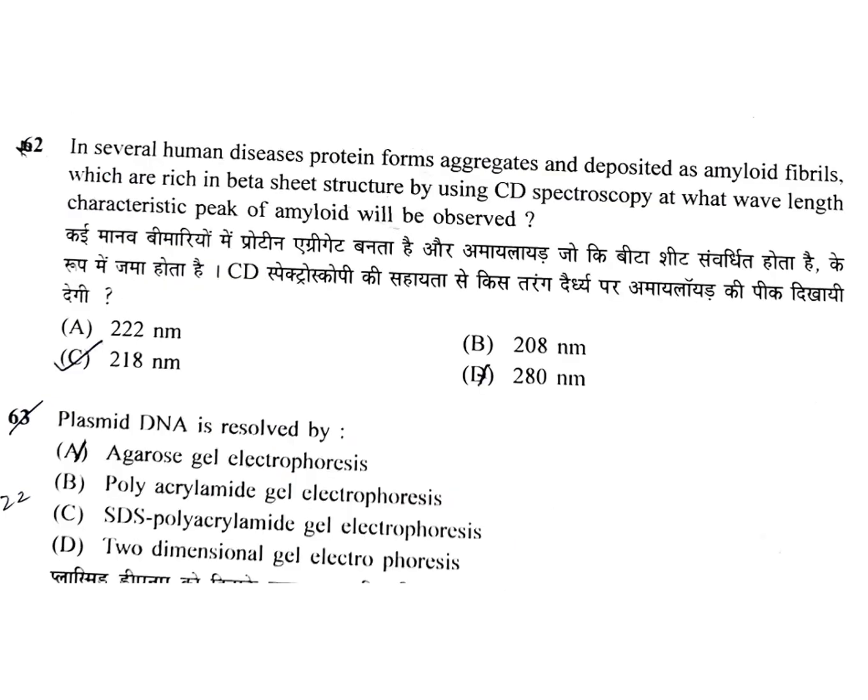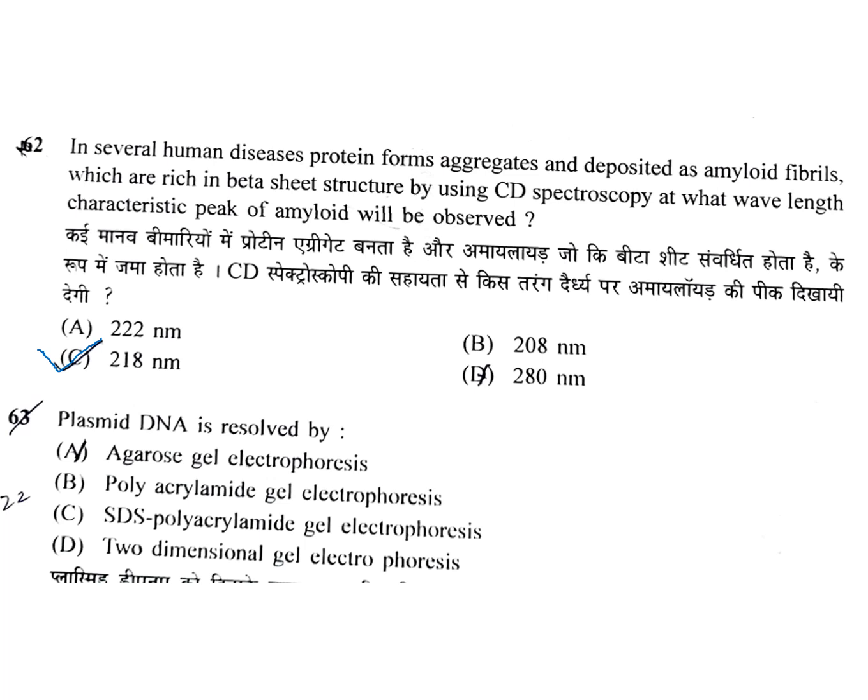Now, in several human diseases, proteins form aggregates and deposit as amyloid forms, which are rich in beta sheet structure. By using CD spectroscopy, at what wavelength will the characteristic peak of amyloid be observed? Options are 220 nanometer, 208 nanometer, 280 nanometer, or 218 nanometer. The right answer is 218 nanometer. So the amyloid structures are observed at 218 nanometer.